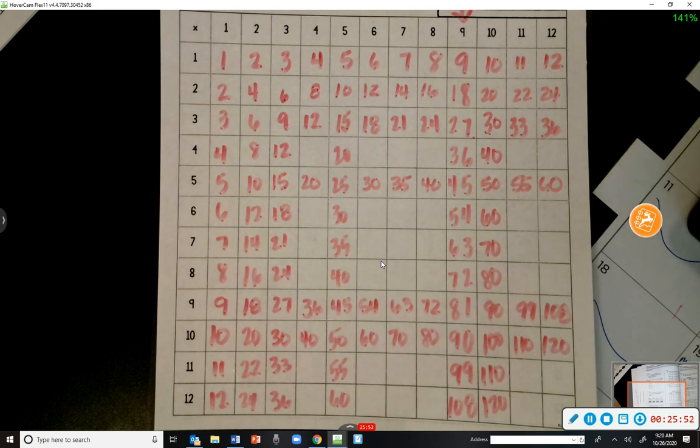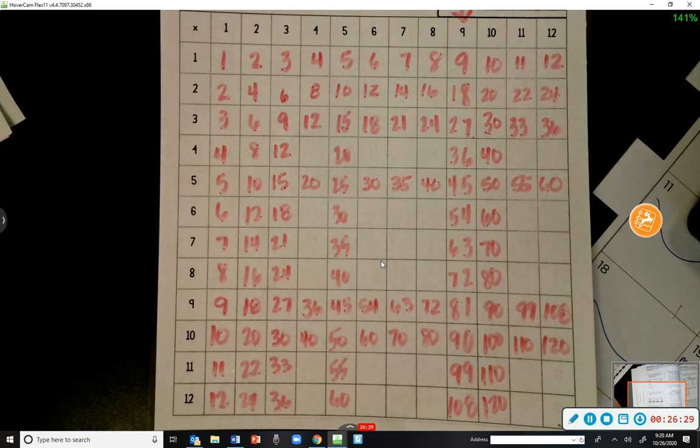So let's do it one more time together. Try to do it without looking at your multiplication chart, but if you need to take a peek, go ahead. And everybody say it with me and stay together, okay? Ready? Set, go. 3, 6, 9, 12, 15, 18, 21, 24, 27, 30, 33, 36. Okay, good job.